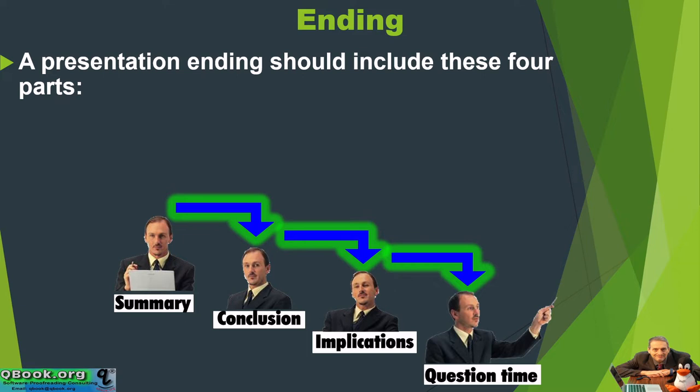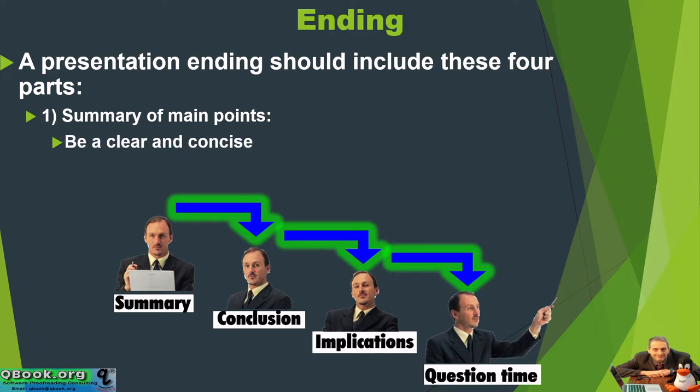Once we get to the ending, the presentation should have four basic parts. Let's look at these four basic parts. The first part is to summarize, make a summary of the main points. So this is your level one, maybe a little bit of level two, your main points. You need to be clear and concise, and you need to restate those main points, or the one main point.